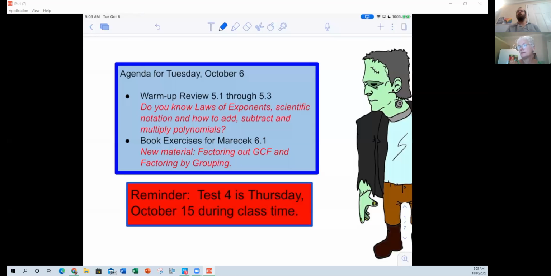This is a little bit shorter as far as the exercises go from yesterday. So we have a little bit of time to go back and review everything we've done so far. So that's what I'm going to start the class with. Make sure you know your laws of exponents. If you don't, you're going to be sunk for the rest of the year. Then we'll go over scientific notation and multiplying polynomials. And then the new material is factoring out greatest common factor and factoring by grouping. And our test is next Thursday during class time.